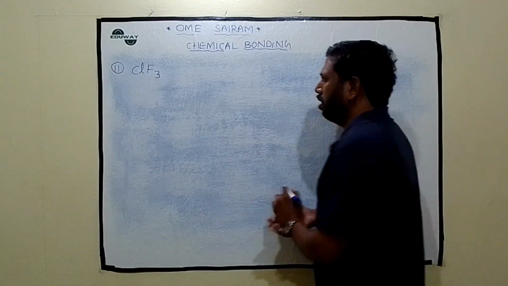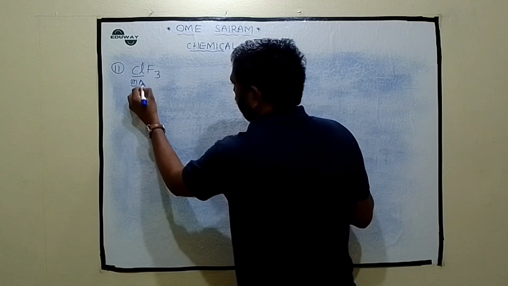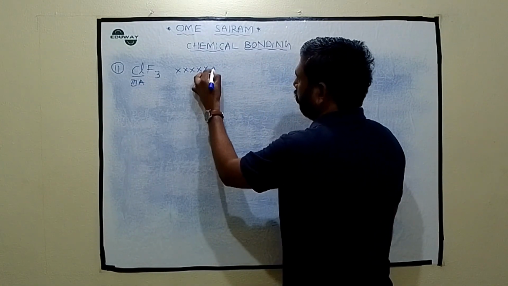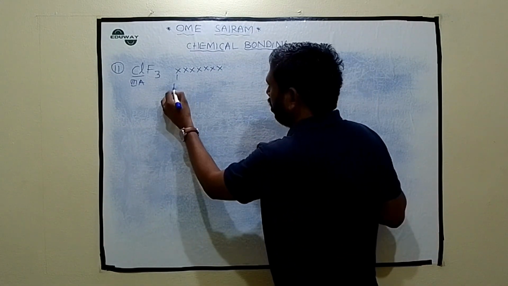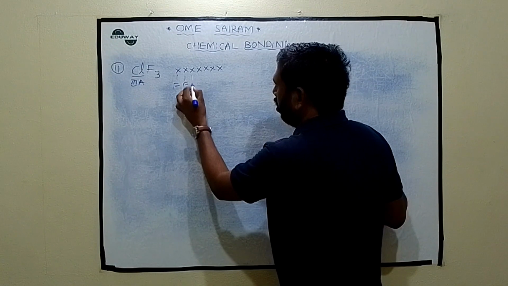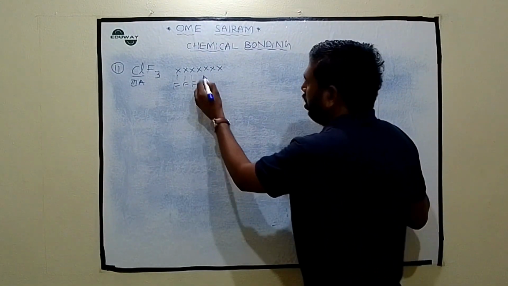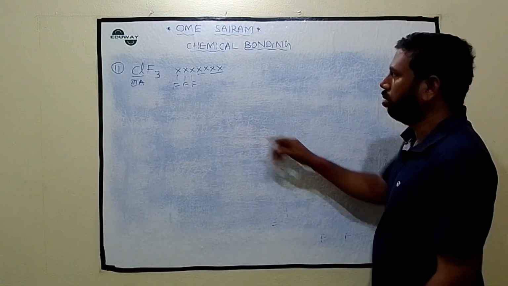In ClF3, the central atom is chlorine. It belongs to 7th A group element. That means it contains 7 valence electrons. And chlorine is forming 3 bonds with 3 fluorine atoms. And the remaining 4 electrons exist as 2 lone pairs.